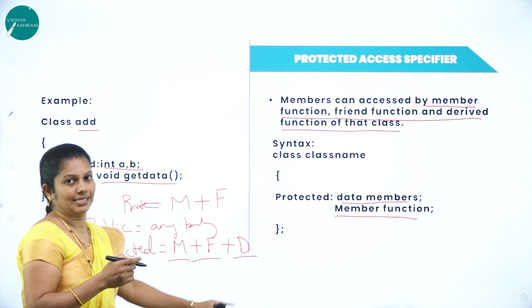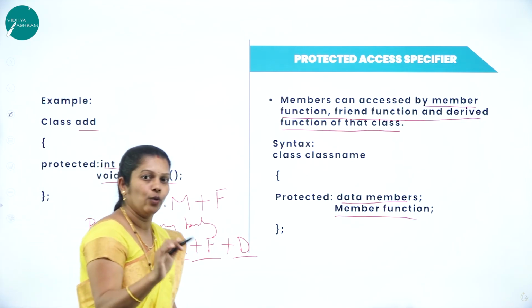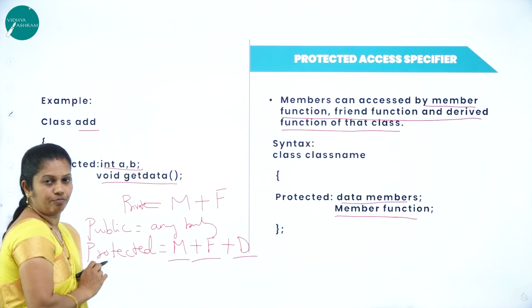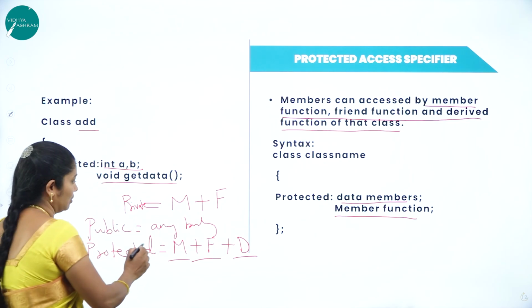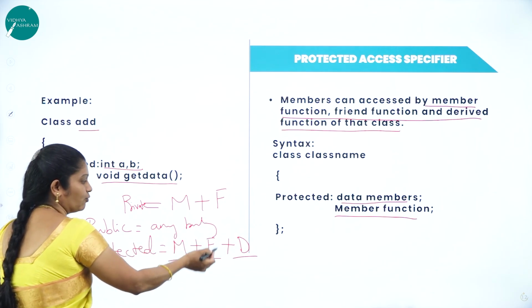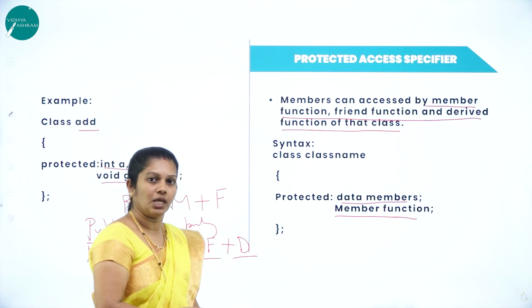These are the major differences between private, protected, as well as public. Private, member function as well as friend function. Public, any functions, whereas in the protected case, family members, friend function, as well as derived function can access here. Now is it clear?